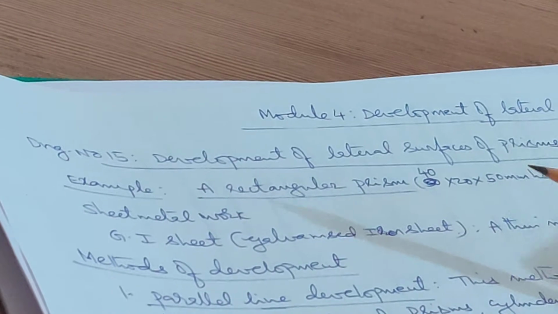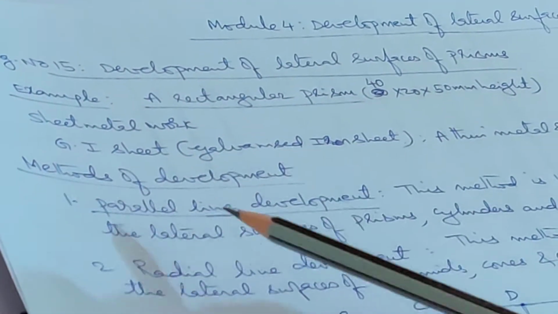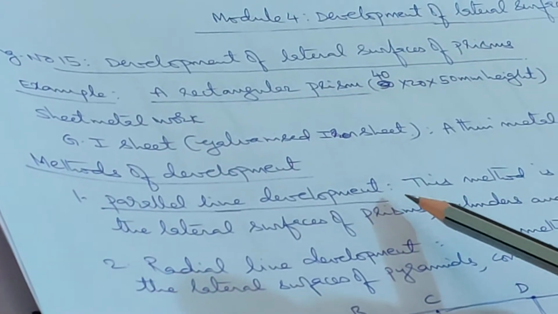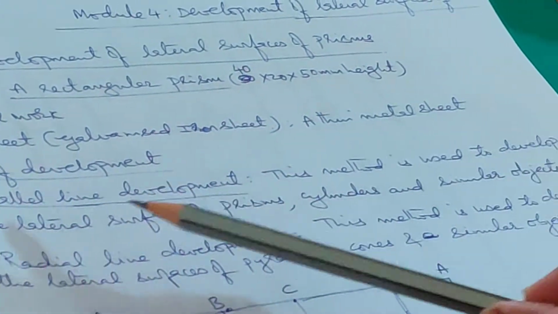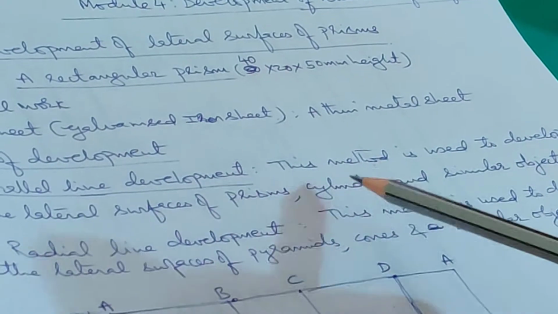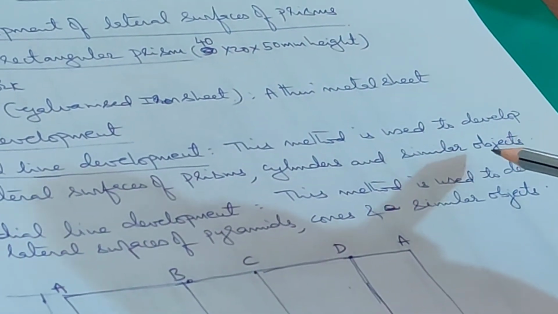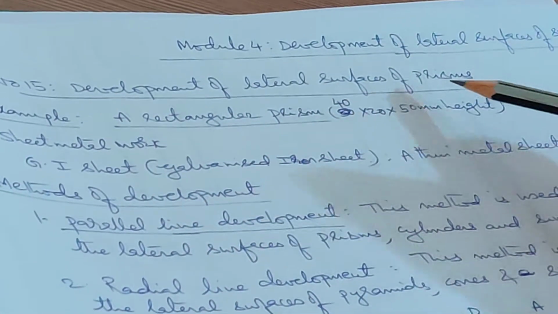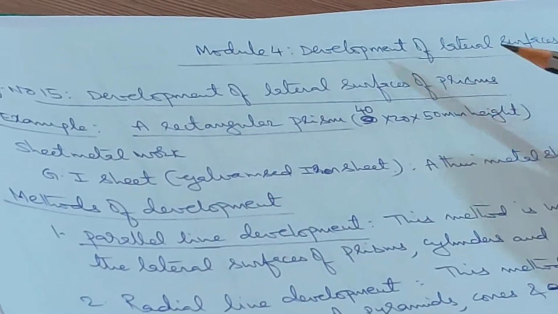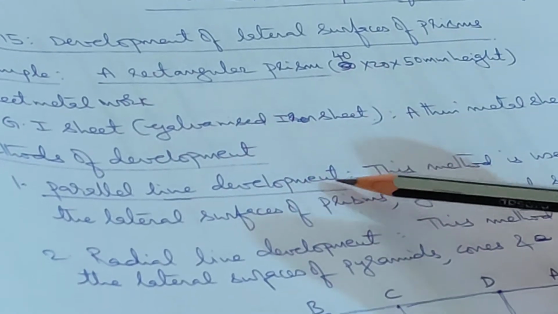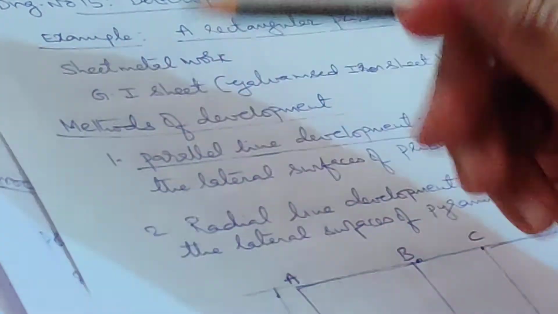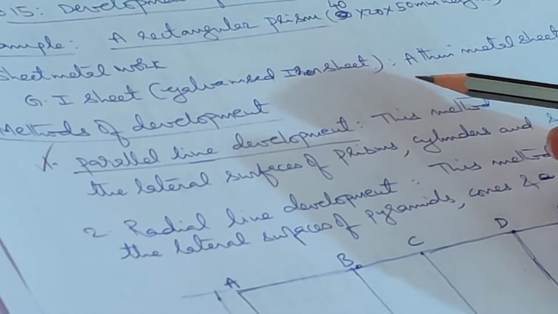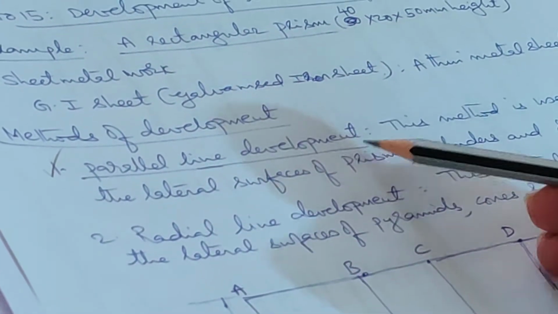Now what are the methods of development that are available? I have written them down here. The first method is called parallel line development. This method is used to develop lateral surfaces of prisms, cylinders and similar objects. So in drawing number 15, we are doing development of lateral surfaces of prisms. I will be making use of the parallel line development method under this drawing. We are going to do 3 problems under drawing number 15, and in all 3 problems I will follow the parallel line development method.